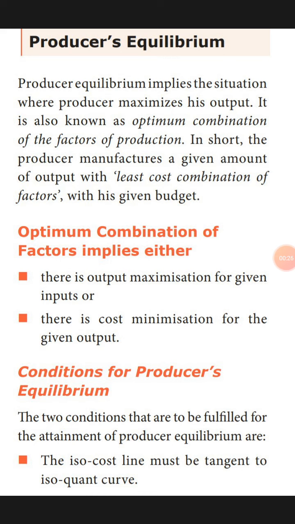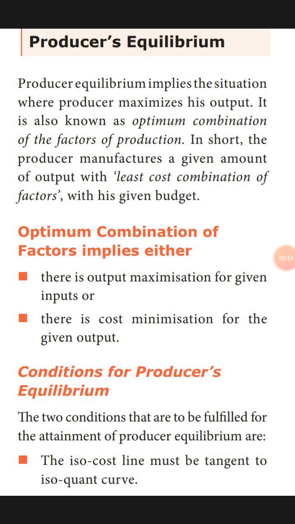If you are an industrialist, how would you think? Using less expense, you are earning a big profit. So that is what the producer equilibrium is. For that, the optimum combination of factors is: first, output should be maximum, and cost should be less. That's what minimum cost. Next is the conditions: what conditions should be there for equilibrium.